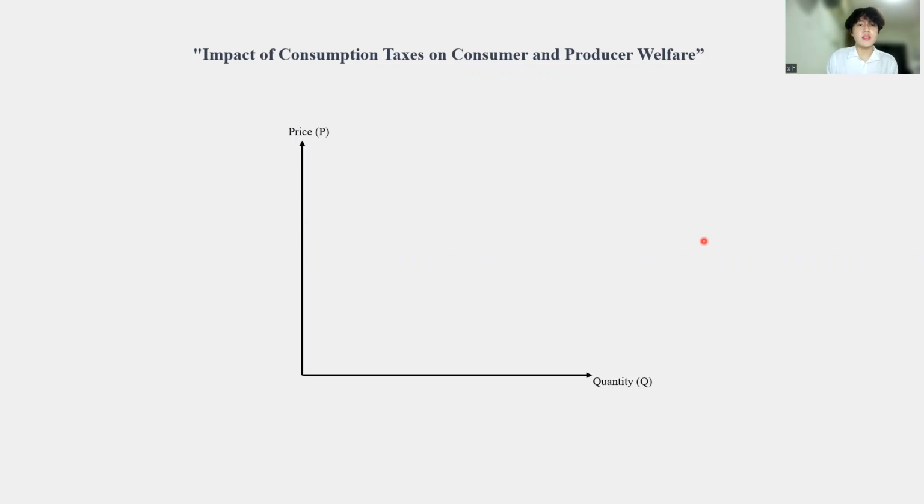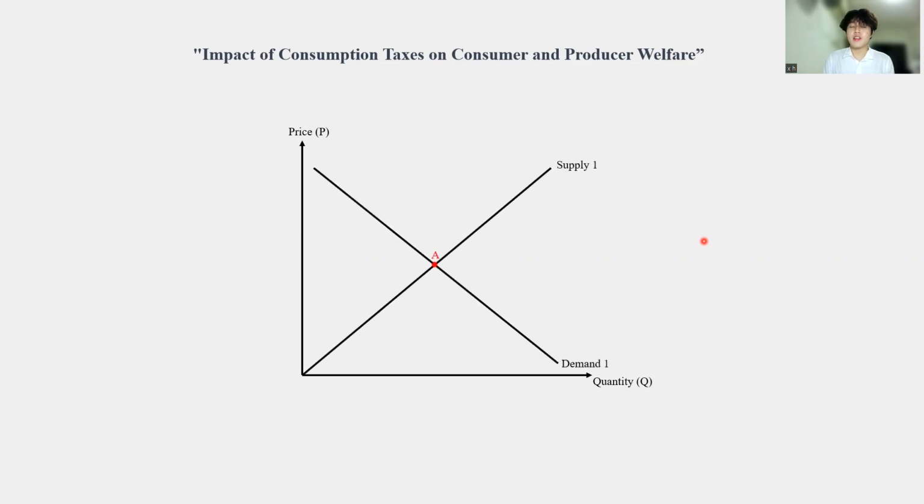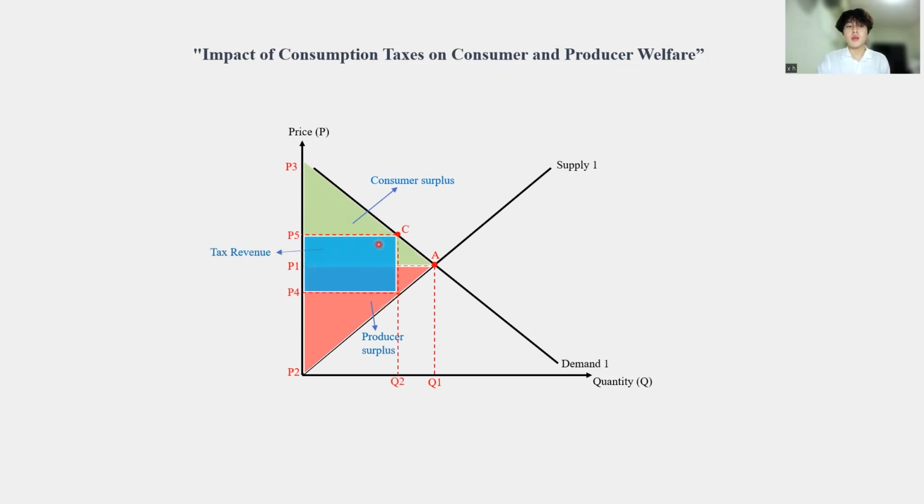Initially, in a market without taxes, there is an equilibrium where the supply and demand curves intersect. The green part over here represents the consumer surplus, and the red part represents the producer surplus. If the government imposes a tax, which is the blue part right here, the supply curve will shift to the left. This is because the tax raises the cost of production for producers, and higher costs mean producers are willing to supply fewer units at each price level, resulting in a reduced quantity supplied in the market.